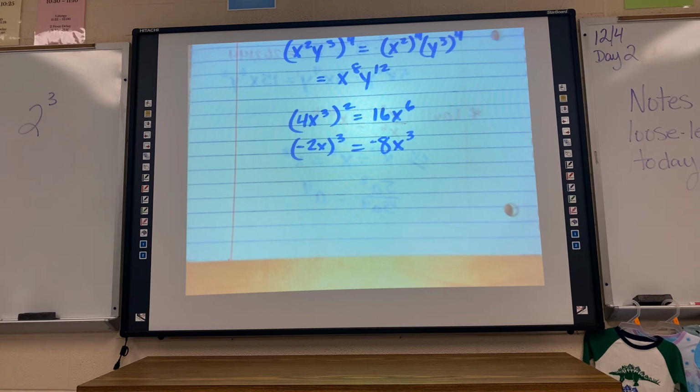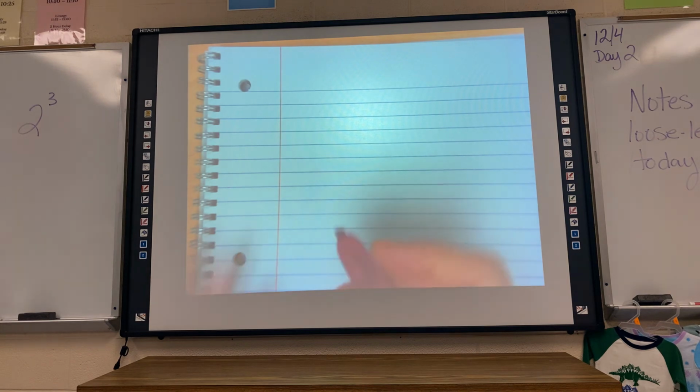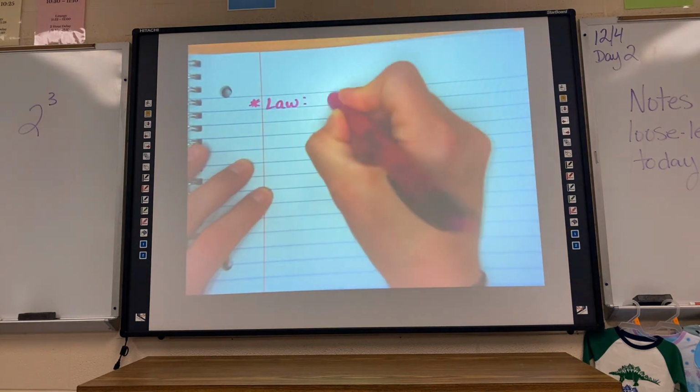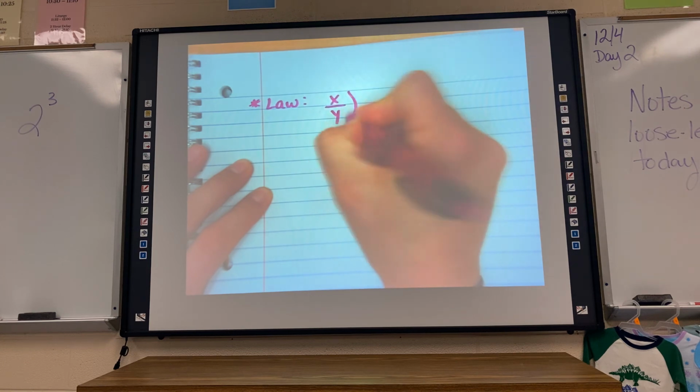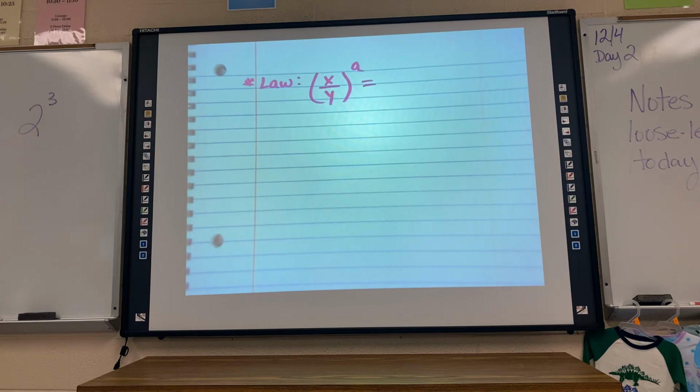All right. Next law. I know there's a lot. What about x divided by y all raised to the a? Who remembers that one? It's pretty similar to the one we just did, but now we're talking division here. But what do you think happens?